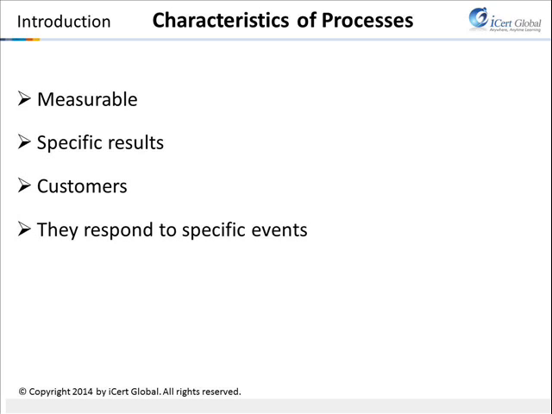Processes have customers. Every process delivers its primary results to a customer or stakeholder. They may be internal or external to the organization, but the process must meet their expectations. They respond to specific events. While a process may be ongoing or iterative, it should be traceable to a specific trigger.